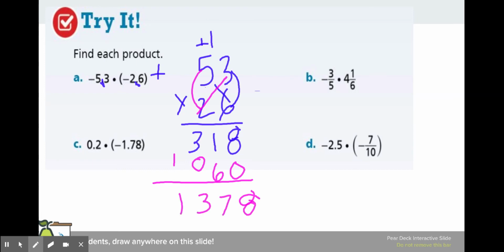So I get 13 and 78 hundredths. I know that there's 2 numbers behind the decimal in my problem, so I know there needs to be 2 numbers behind the decimal in my answer. So I'm going to put my decimal right between the 13 and the 78 hundredths. All right, next answer B in your Edpuzzle.